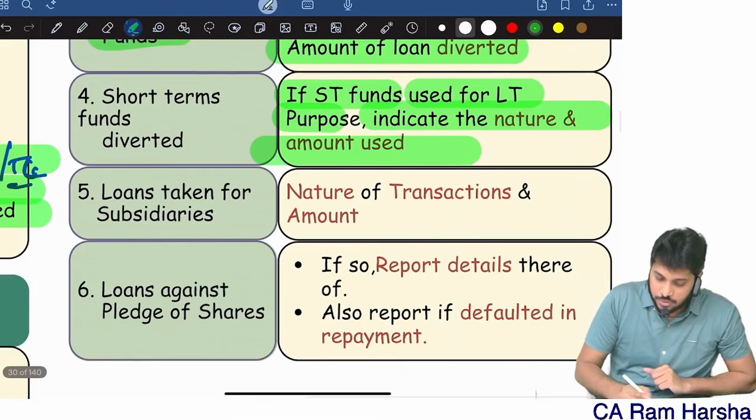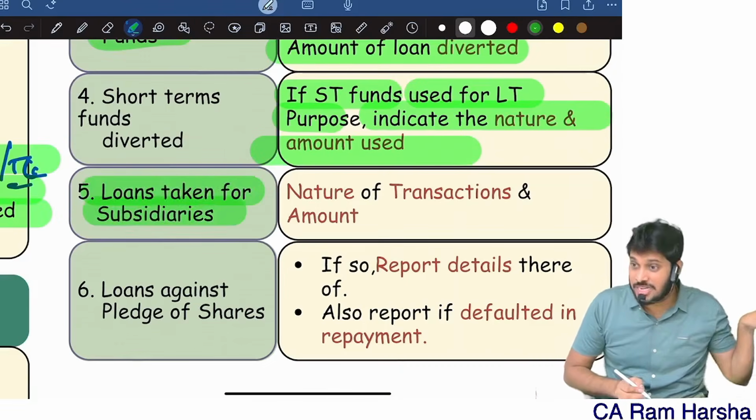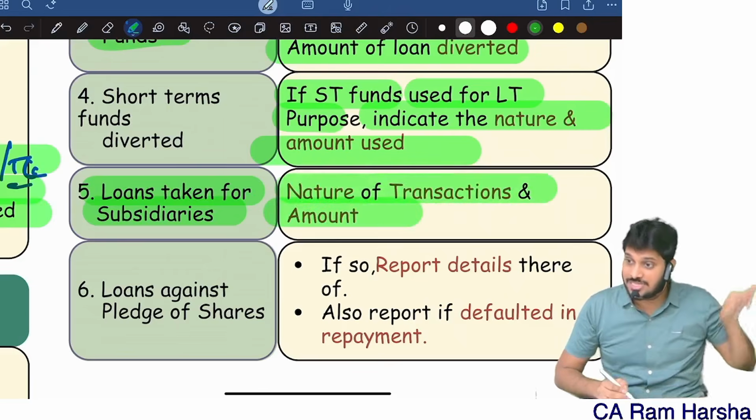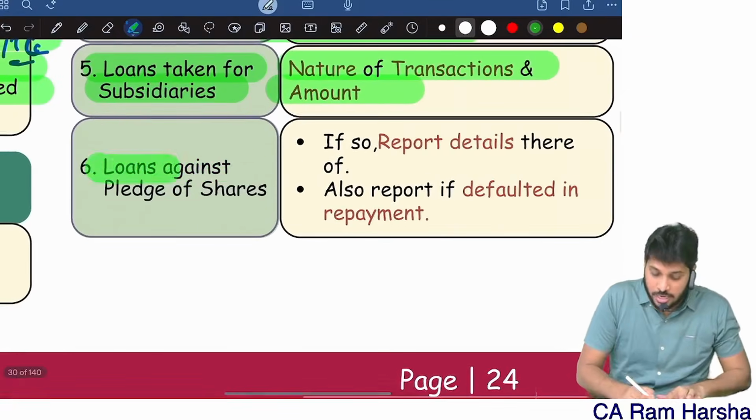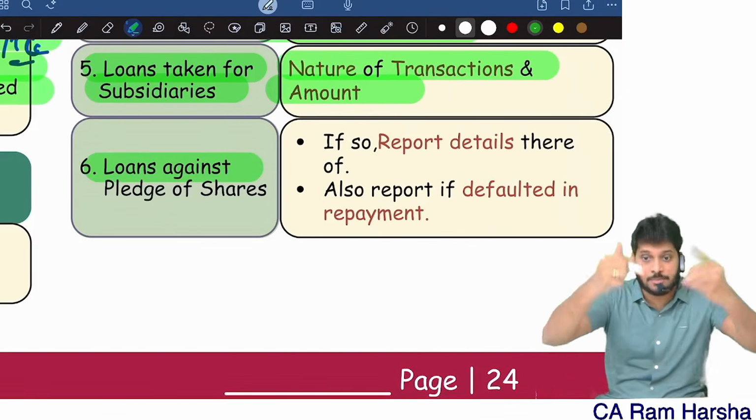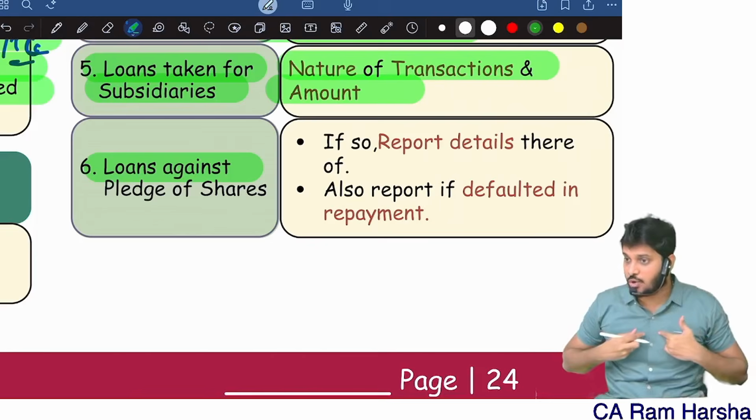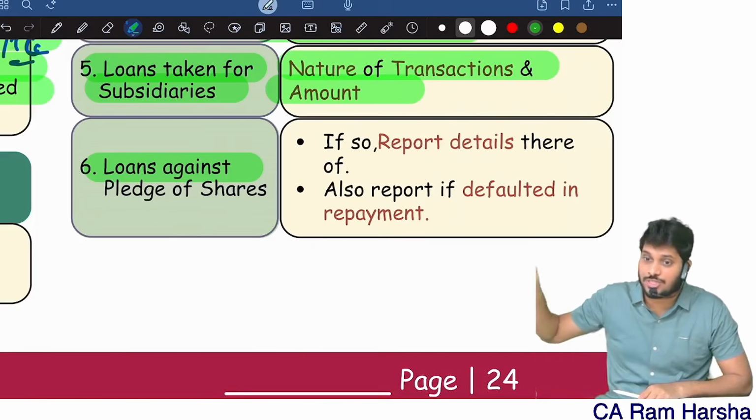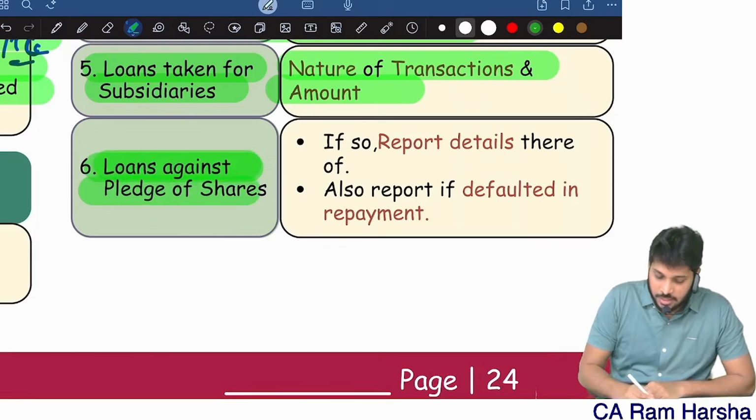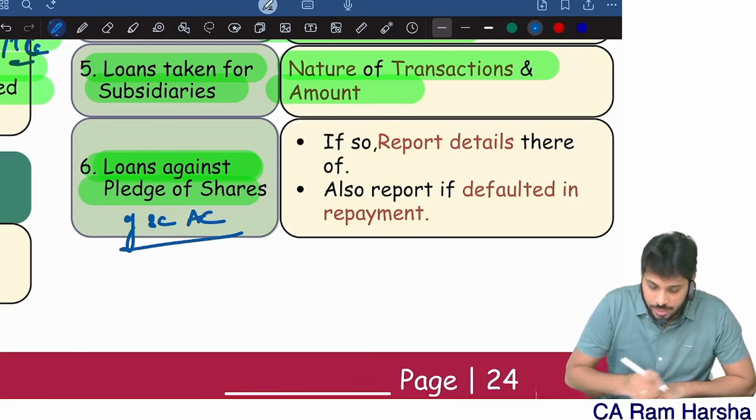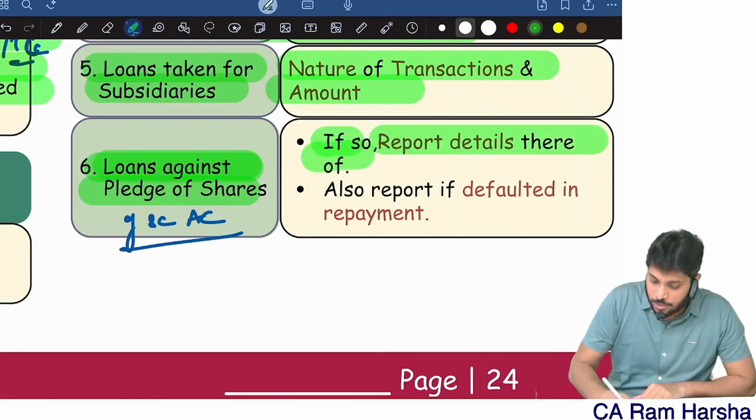And sometimes the company will take loans for subsidiaries, joint ventures, associates' needs. How much amount is taken for the purpose of subsidiaries, associates, joint ventures. Sometimes the company has shares in another company. Those shares the company will pledge with the bank and then get a loan. Now the shares which the company pledged are shares of the subsidiary, associates and joint ventures. So whether a loan against pledge of shares of subsidiary companies, associate companies, you need to mention. Okay. If so, report details thereof.